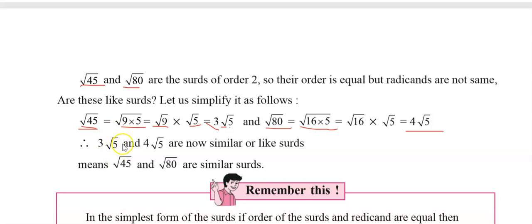Now if we see this, these are like surds because they have the same order, that is 2, and the radicand is also the same. Therefore, if we simplify and we find that their radicand and order are both the same, then these two surds are called like surds. It means that these two are similar surds or like surds. But before that, we have to simplify them.